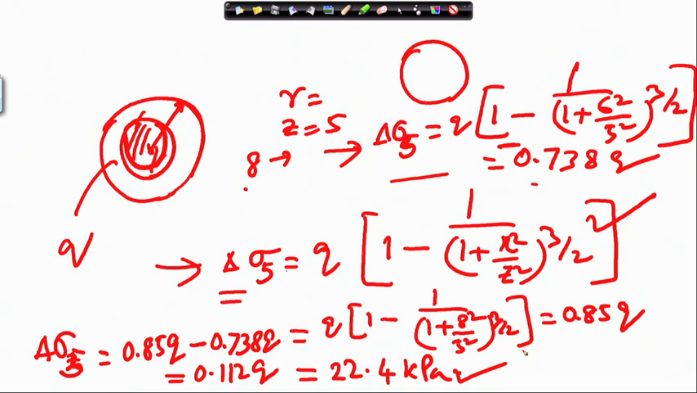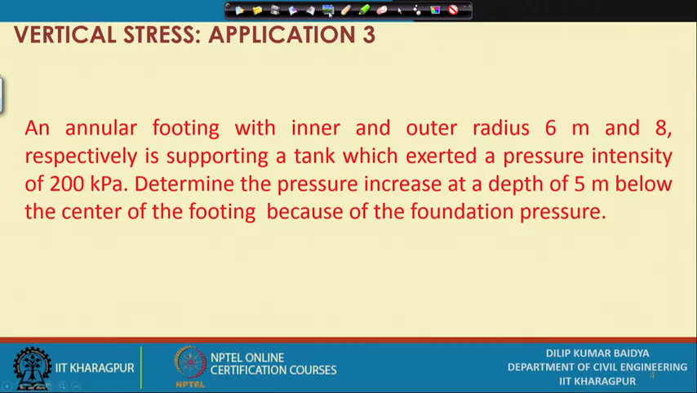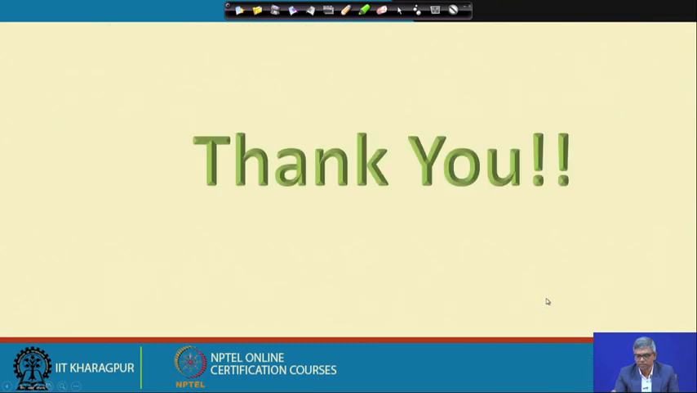So, like this I have so far covered these two aspects, that means how to use the point load formula and how to use the integration formula for circular area. The rest, how to use the corner formula and how to use the approximate formula, that is the trapezoidal distribution, I will be showing in the next application. Thank you.